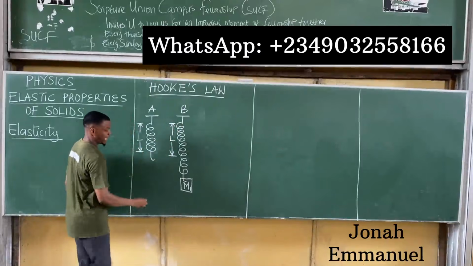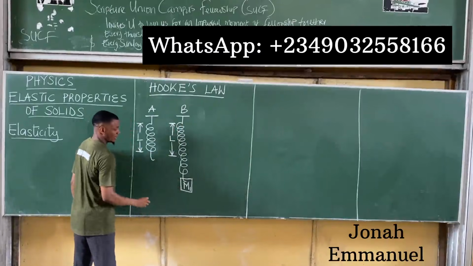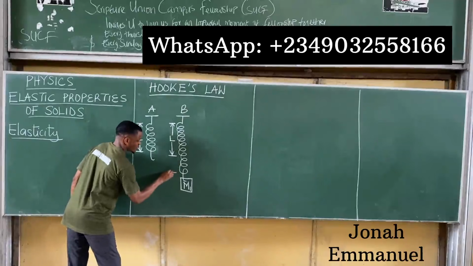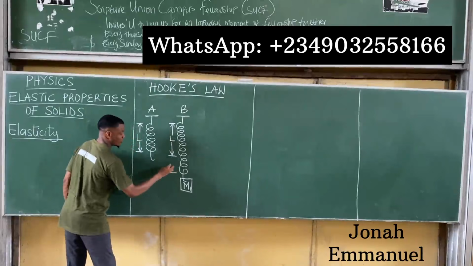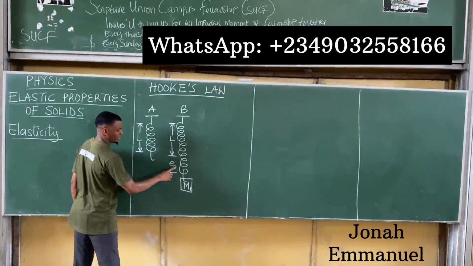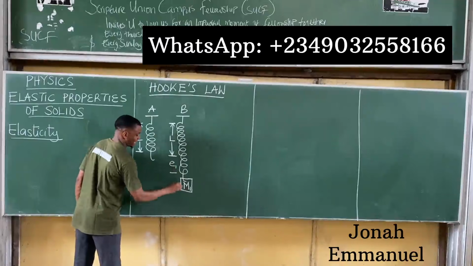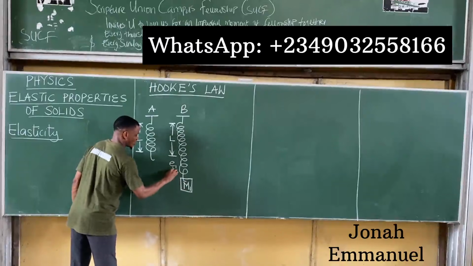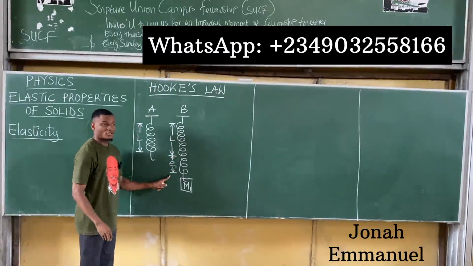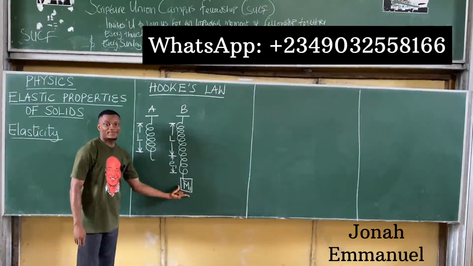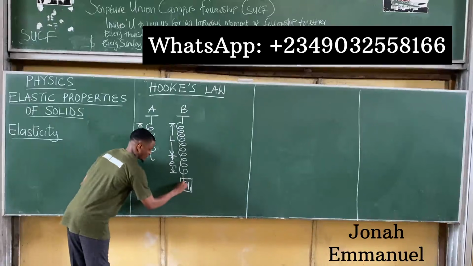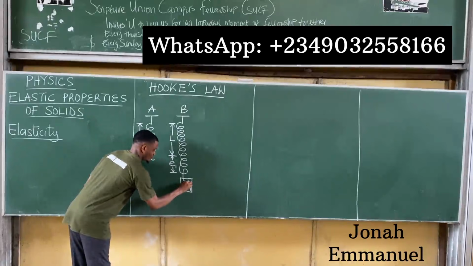Then observe that when I attach a mass M1, the length increases by this small amount. So this small amount we will call an extension. I'll call this E1. E1 means the extension when I applied mass 1. So this additional length that is caused by the application of this mass is called an extension.